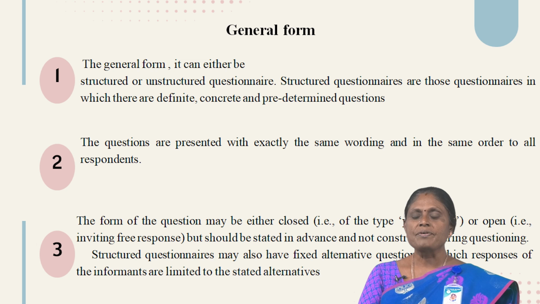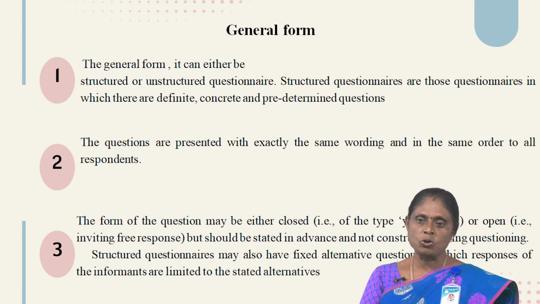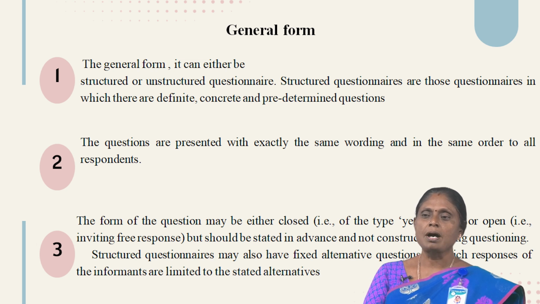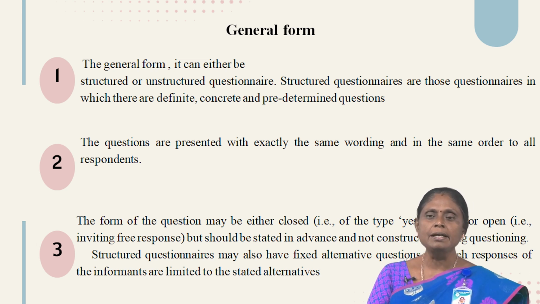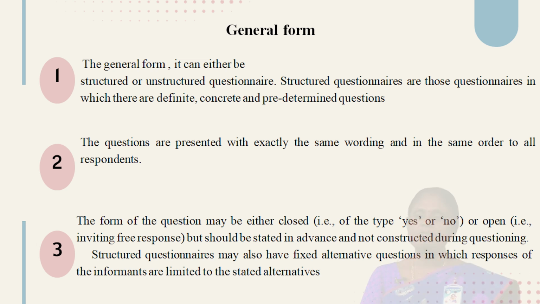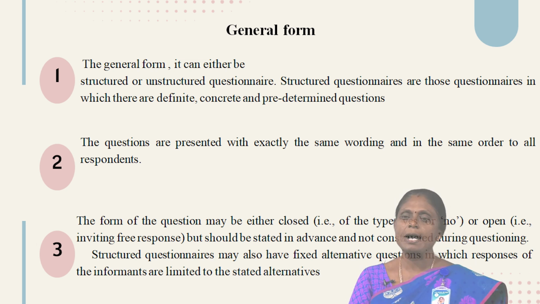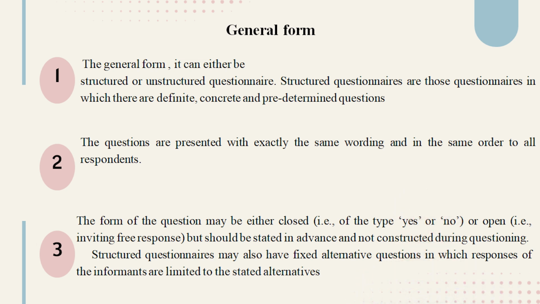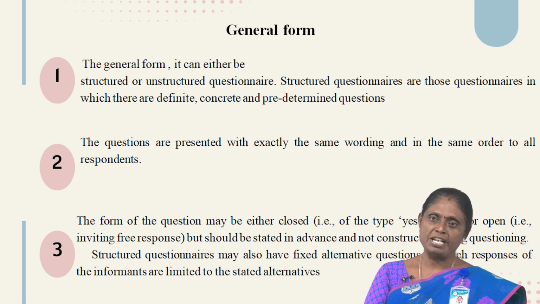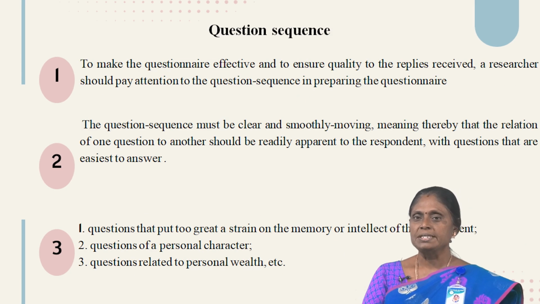And third, the form of the question may be either closed, that means yes or no type, or open, that means inviting free responses, but it should be stated in advance and not constructed during questioning. Structured questionnaires also have fixed alternative questions in which the responses of the informants are limited to the stated alternatives. Next, question sequence.